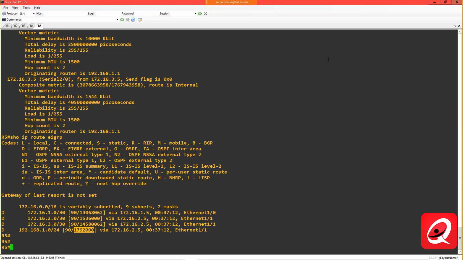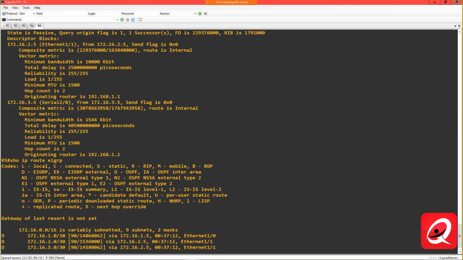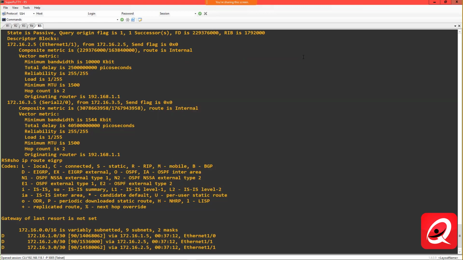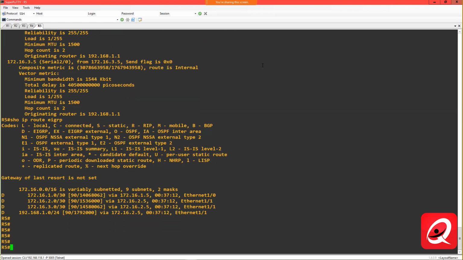So you can see here from our topology output that the feasible distance was what we calculated. The routing information base metric is 1,792,000. That's because we're taking this number here and dividing it by 128. If I divide that by 128, I get 1,792,000, and that's just a way for us to scale that more granular wide metric down to a metric that would fit in the routing table. All right, so that makes sense.